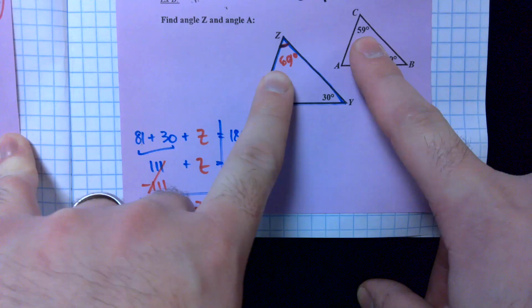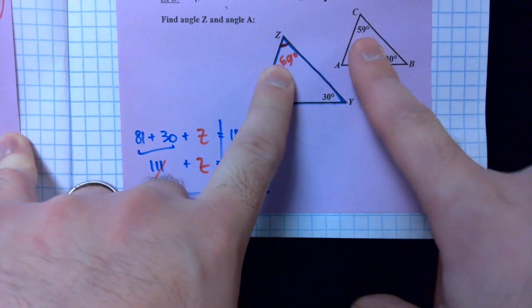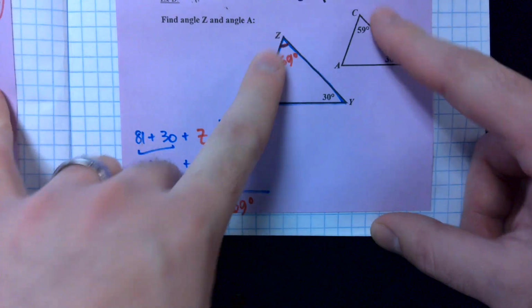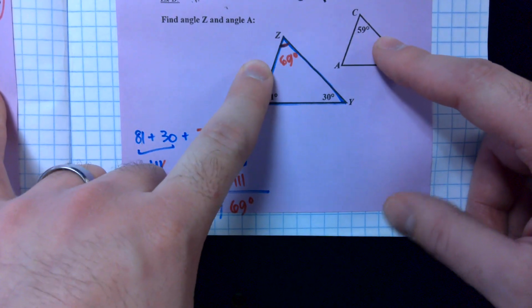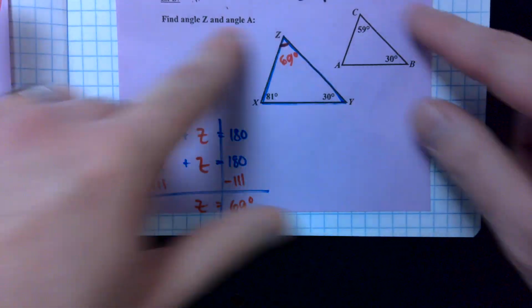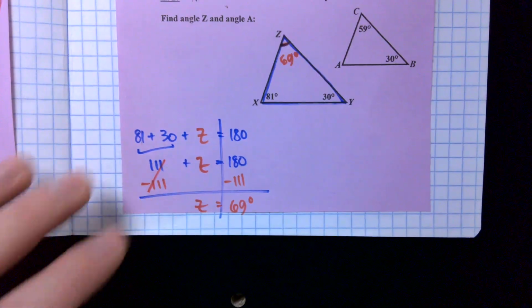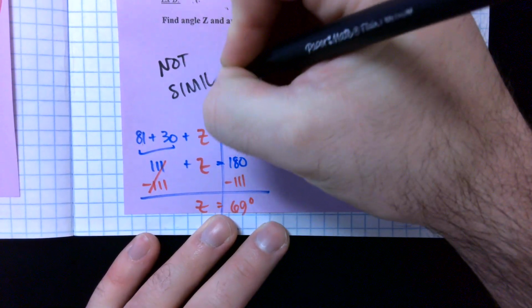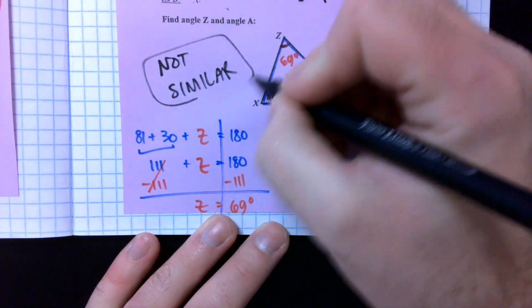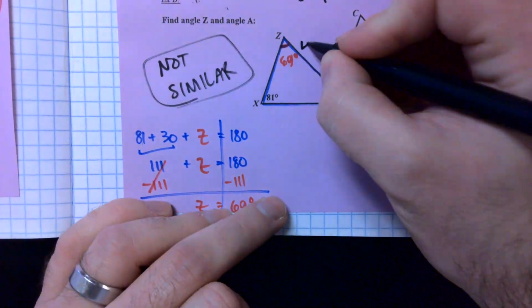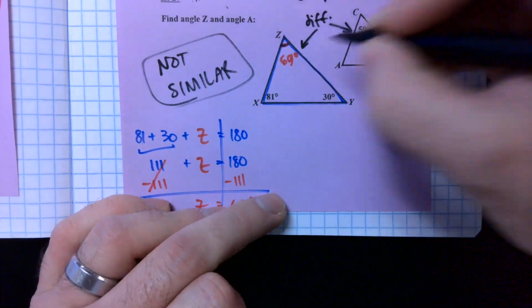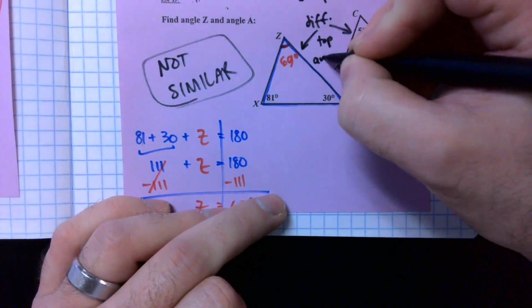The top one. One of them is 69 degrees. One of them is 59 degrees. And those are corresponding angles. They're in the same spot. So what does that tell me about these two triangles, you think? They're not similar. We've got different top angles.